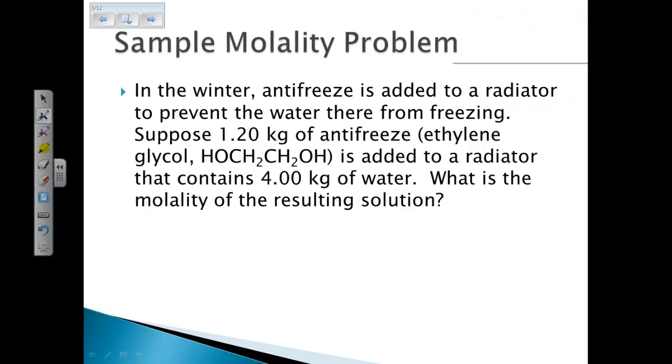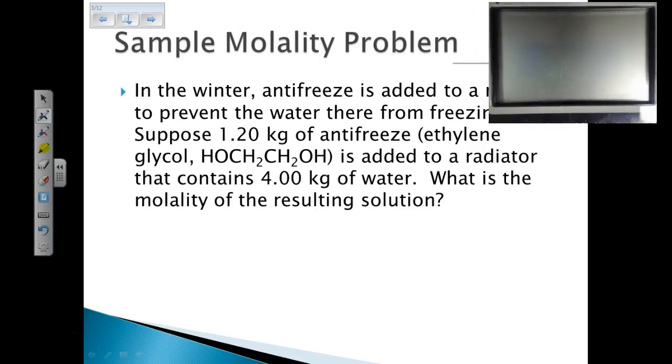It says, suppose we have 1.2 kilograms of antifreeze, which is ethylene glycol, with this formula, added to a radiator that contains 4 kilograms of water. What is the molality of the resulting solution? Okay, so let me call up my calculator.